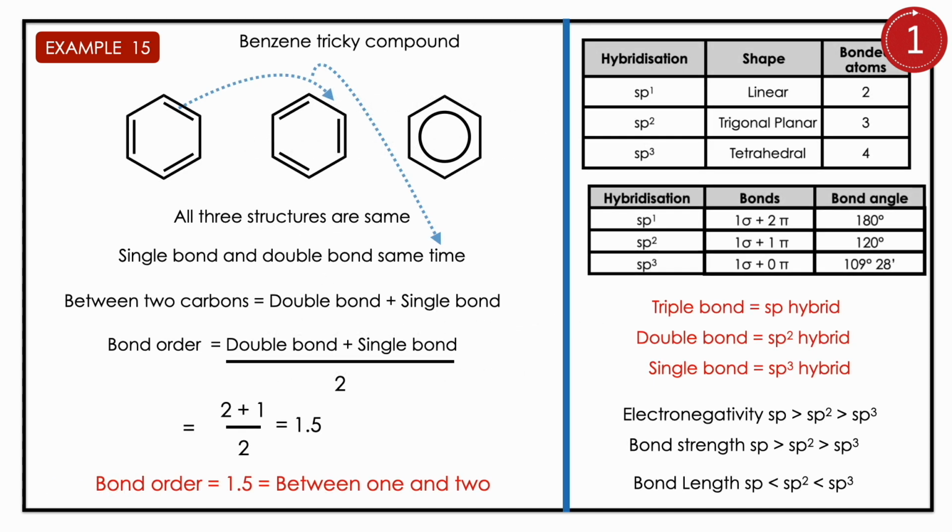Here benzene is given. Benzene is tricky because double and single bonds are alternately placed. If you look at two carbons, they can be at the same time double and single bonded. So the real bond will be the average of single and double bond. If you look at the average, 2 plus 1 by 2 gives 1.5. So the bond order will be 1.5. The concept you have to learn here is that in benzene, alternately placed single and double bonds reduce the bond order to 1.5.